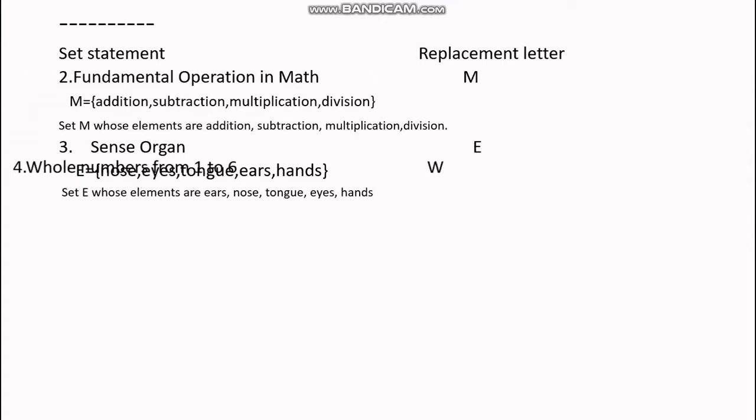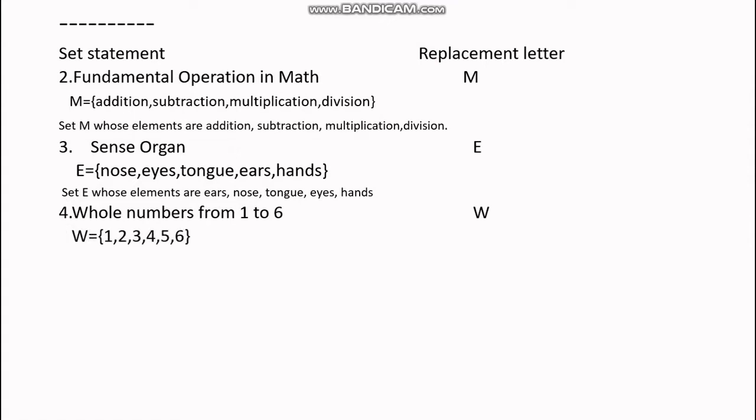Next, number 4. Whole numbers from 1 to 6. Can you identify the numbers from 1 to 6? Yes, of course. The numbers from 1 to 6 is 1, 2, 3, 4, 5, and 6. So we will replace this phrase by letter W. Ato na siyang bunyagag letter W. So therefore, this set is set W. And in roster method, that is okay. Atong gilista ang tanang numero gikan sa 1 padulong sa 6. So how to read? Set W whose elements are 1, 2, 3, 4, 5, 6.